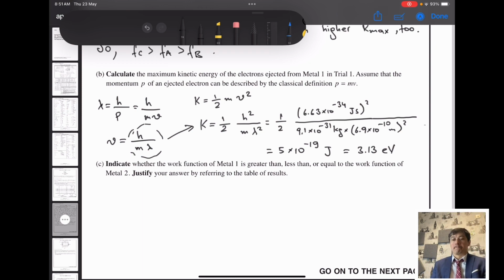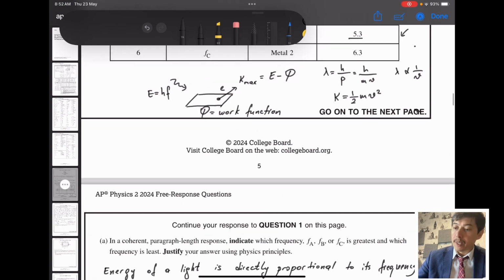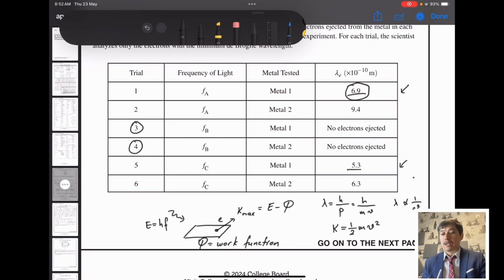Okay, done. Part C. Indicate whether the work function of metal 1 is greater than, less than, or equal to the work function of metal 2. Justify your answer by referring to the table of results. Now we have to compare the work function of the metals. To do that, we have to choose some trials.